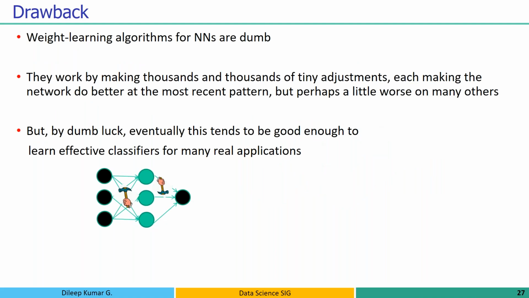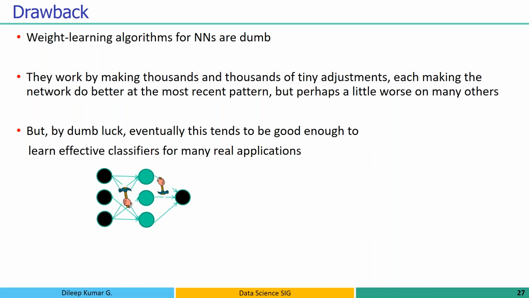With neural networks, if the weight learning algorithms are not good, then you need to do adjustments and adjustments. So it is a very time-consuming process, and you need to have very good encoders, and also very good weight adjustment algorithms. So this is a drawback of neural networks.